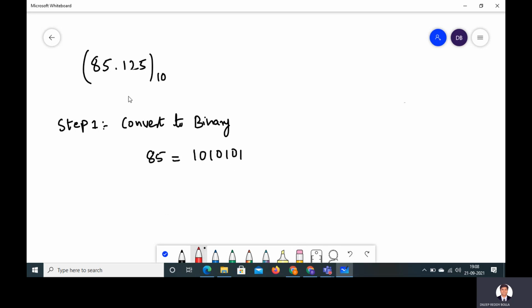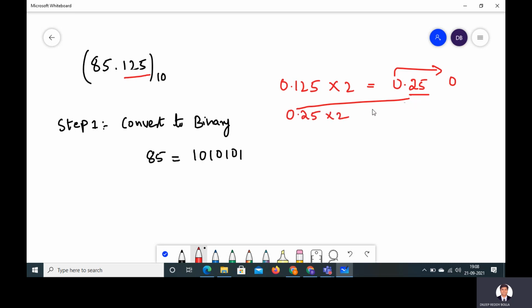Next, what about the 0.125 we have here? This also we need to convert. How do we do it? 0.125, if you multiply this by 2, we get 0.25. The 0 we take out here, and the 0.25 we take as input. 0.25 multiplied by 2 gives 0.50. Take the 0 out, and take 0.50 again as input. 0.50 into 2 gives 1.00.